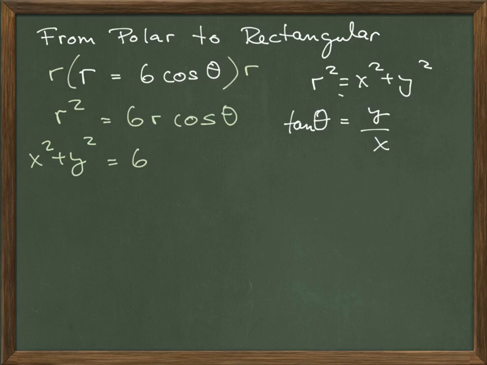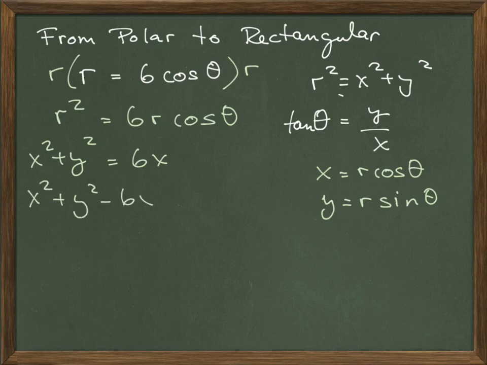What is r times cosine theta? Well, that is x. X equals r cosine theta, and y equals r sine theta. So 6x. If you want to set it equal to 0, you get x squared plus y squared minus 6x equals 0, and here is your rectangular equation.